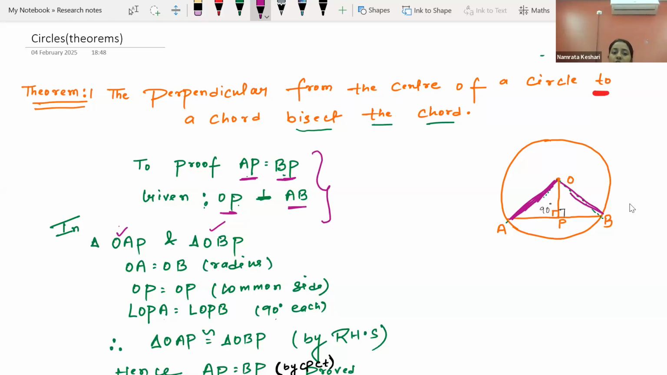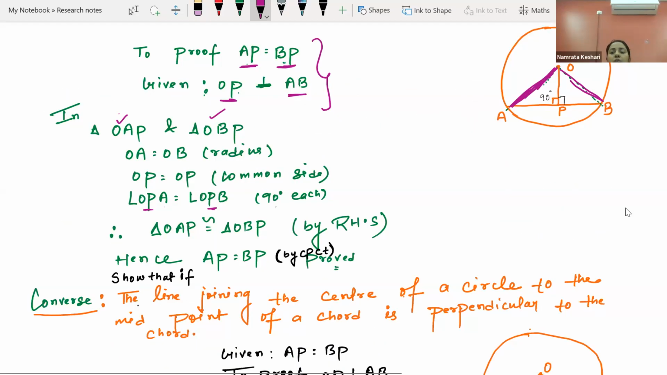Okay, and angle P over here, angle P over there, both are 90 degrees, and very easily you will be able to prove them congruent. Once you are done with proving them congruent, then you can say now AP and BP will be same by CPCT, and we are done. Clear to everyone? Yes, ma'am.